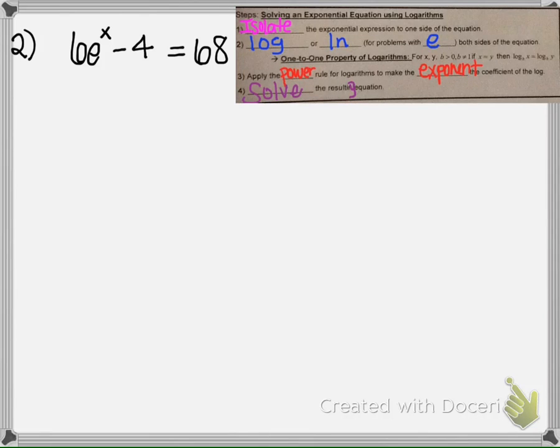Alright, so example 2. So we look at our steps. The first step is to isolate the exponential expression. So here's the base and here's the exponent. We want to get this all by itself. So just with our normal linear equations, to do that we're going to first start with getting rid of the minus 4. So we're going to add 4 to both sides.